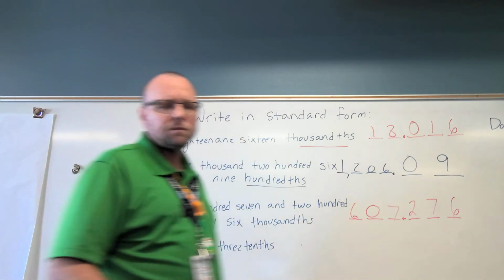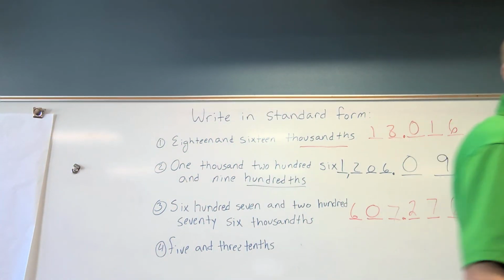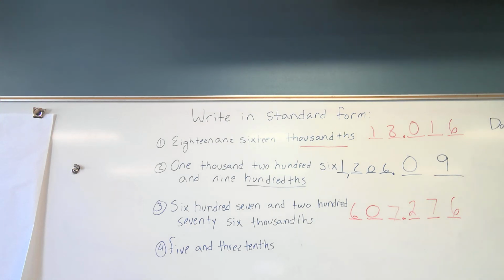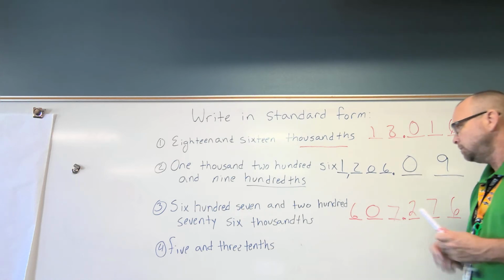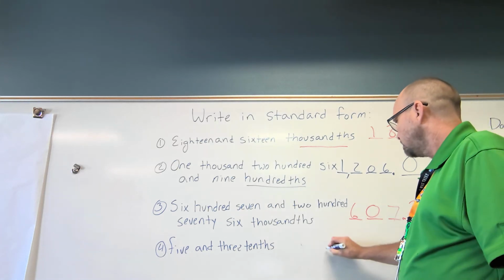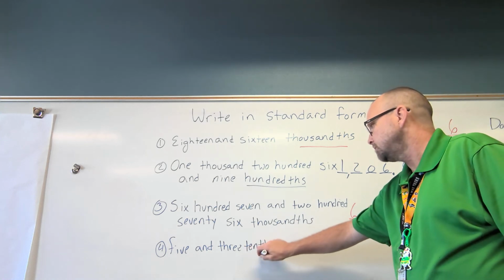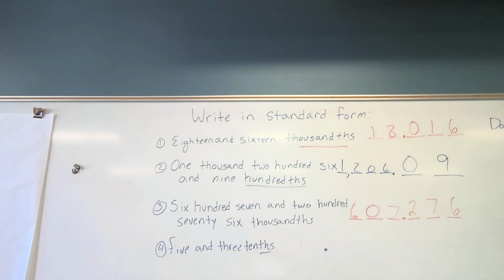And let's scan it. Ezzy. The last one. Are we going to have a decimal point in this? Yeah. How do you know? Because it says 5 and 3/10. Good. Tenths. Since it ends in tenths, we're going to have things behind my decimal point. And Ezzy, how many places behind my decimal point? 2.